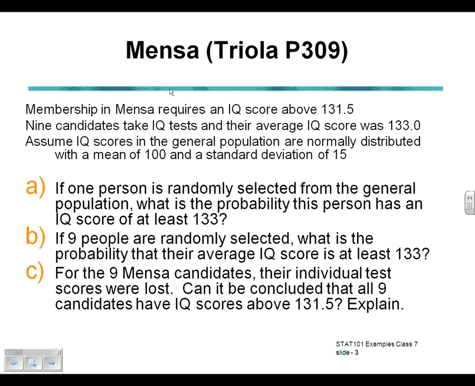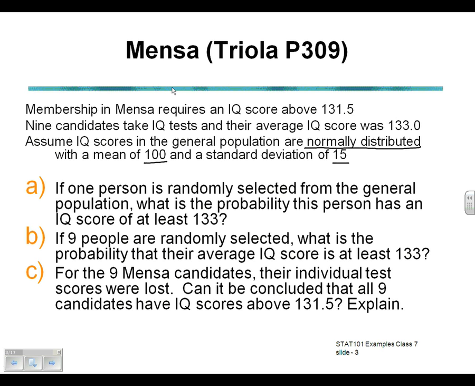We're told here that membership in Mensa requires an IQ score of 131.5 or higher. We're given that 9 candidates take IQ tests and their average IQ score was 133. Now, in this problem, we're allowed to make the assumption that IQ scores in the general population are normally distributed with a mean of 100 and a standard deviation of 15. This means that we know the standard deviation for the population, and this means that we can use a normal distribution.